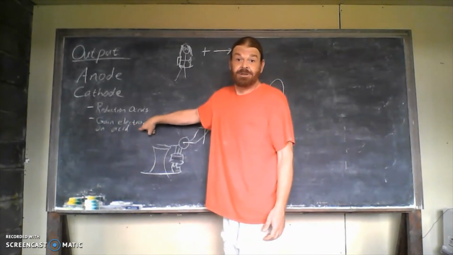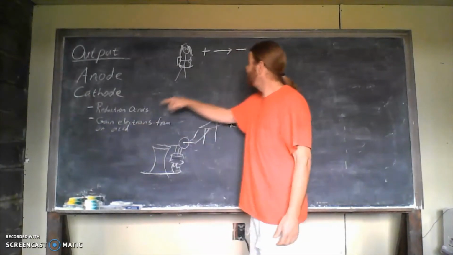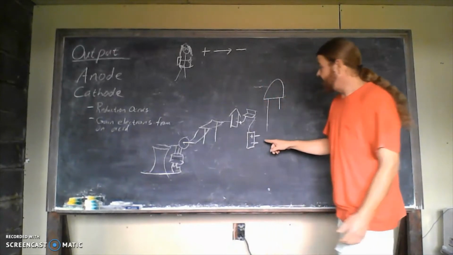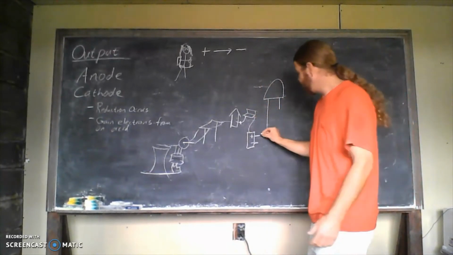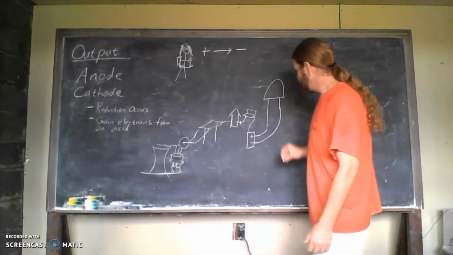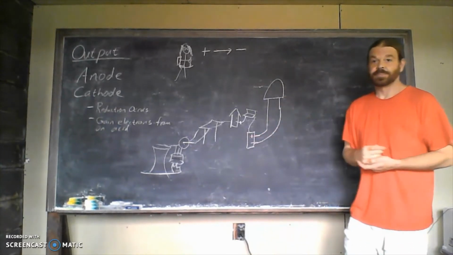Gaining electrons have a negative charge. So if we're gaining electrons, that's our negative side. So the cathode goes to the negative, and the anode goes to the positive.